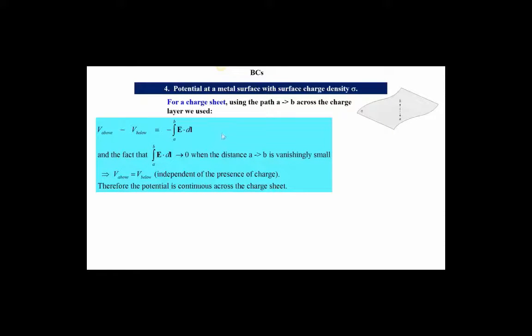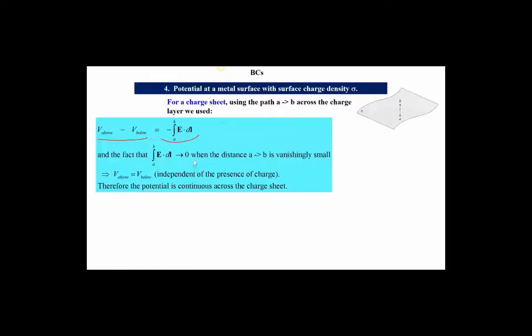So let's look at the potential. We'll take the derivation that we use for a charge sheet. To do that, remember, we took a very small path. It was just a distance slightly above the charge sheet and slightly below. We know that the difference of potential above and below is equal to minus the integral of E dot dl from A to B.